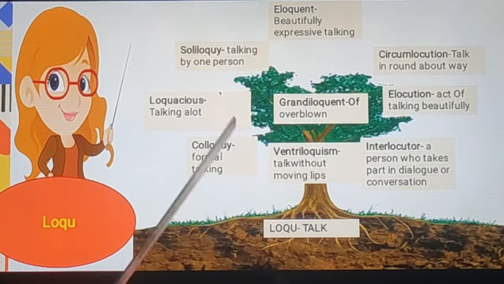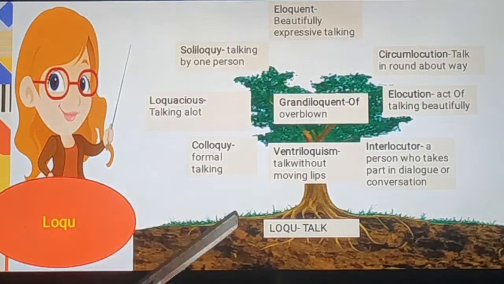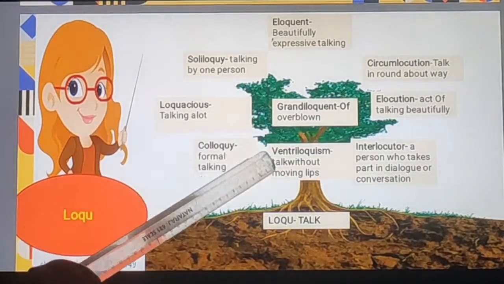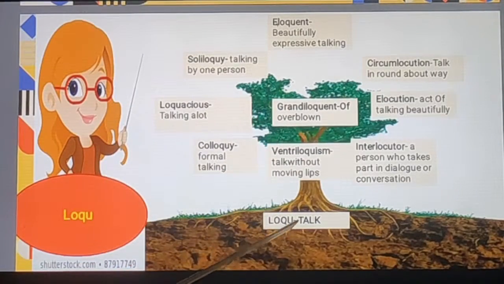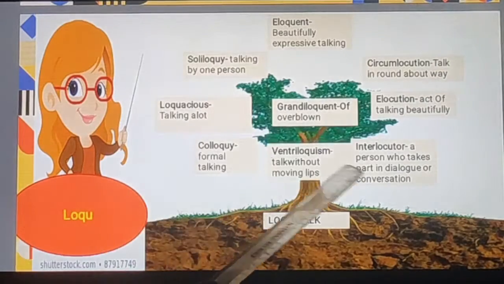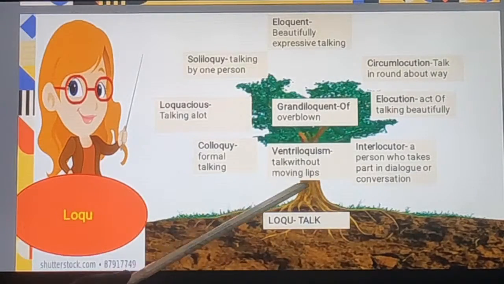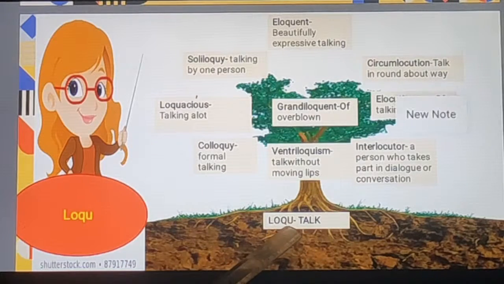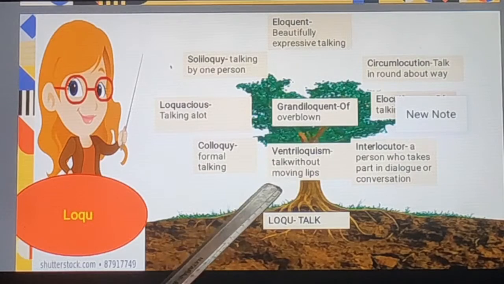Talking can be beautiful talking, formal talking, and talking without moving lips. These are also about talking. So this word we have to listen. Loque means you can immediately write it in the examination easily. In your brain you have to keep it like this: loque means talk. Whatever words you see with it, you can blindly write about the talk. Are you understood?